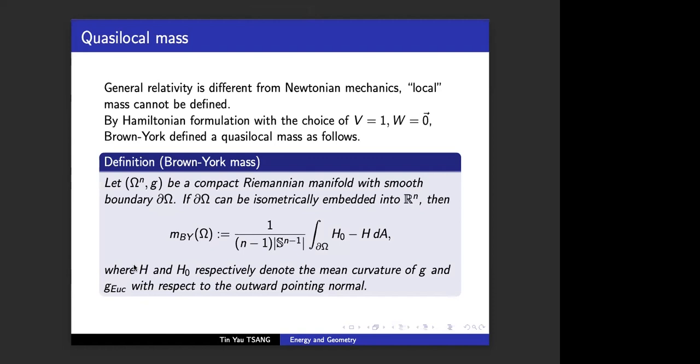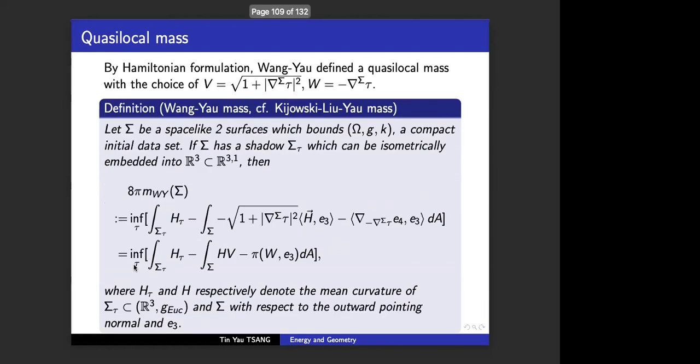Then Brown and York defined the following mass, which is the integral of the difference of the mean curvatures H naught and H. H again stands for the mean curvature with respect to g, and H naught stands for the mean curvature when it is embedded into Euclidean space. So that's why it's the Brown-York mass. And then for the Liu-Yau mass, they chose a more general choice of the time-like vector. But this is quite difficult to explain here, so I will just skip this, sorry about it.